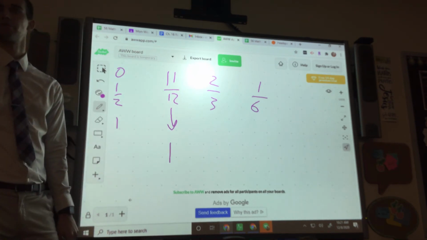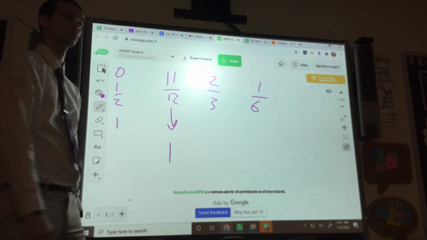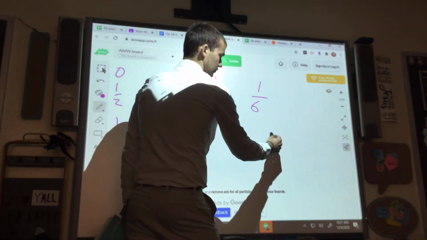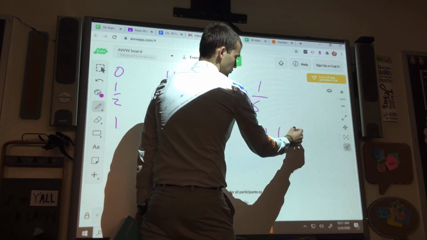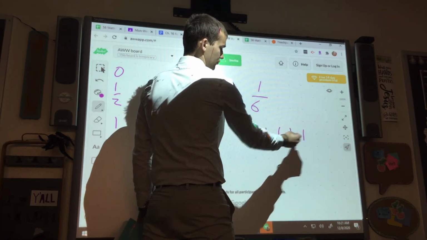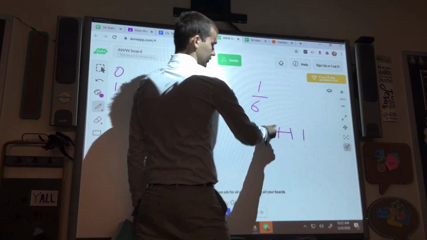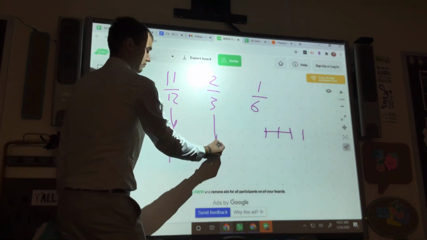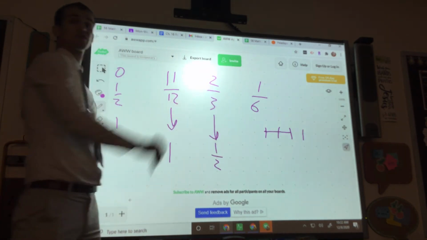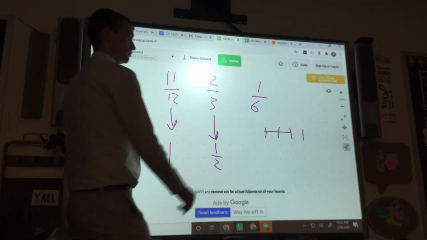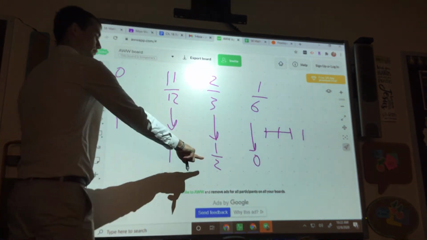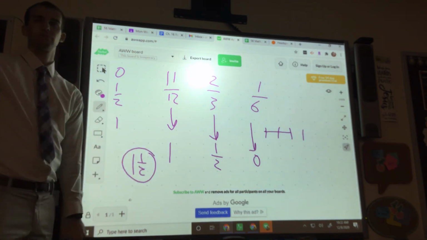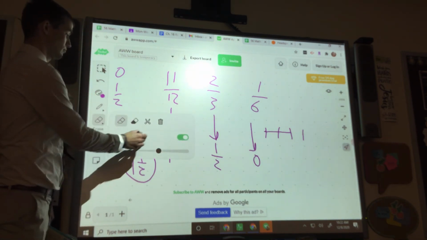2/3, what's it most close to? 1 whole. No. 2/3 is not most close to 1 whole. Think about it in terms of if we had 1, 2, 3, right here, you got 2/3 of these filled out. That is not closer to 1 whole than it is to 1/2. It is closer to 1/2. And 1/6 is close to 0. So 1 plus 1/2 plus 0 is 1 and 1/2. So that's how these last ones are going to work out.